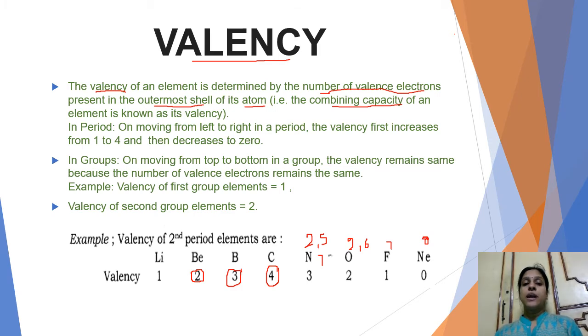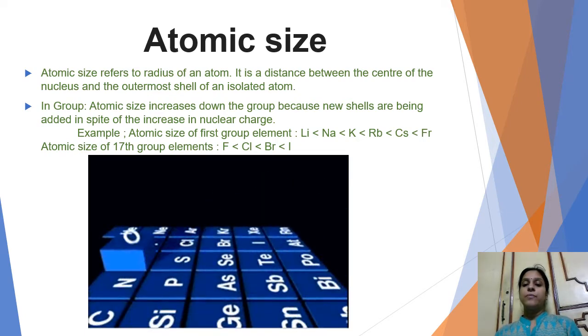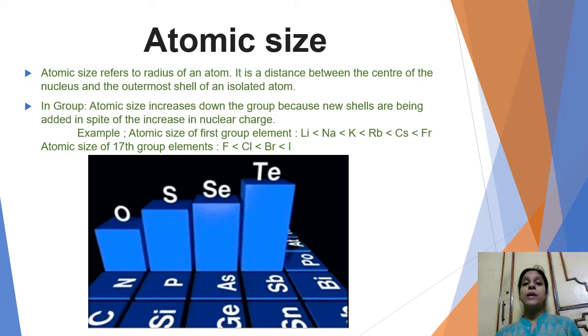So if we talk about this, please have a look here. On moving from left to right in a period, valency first increases from 1 to 4 and then decreases to 0. Whereas if we are talking about groups, for example lithium, sodium, potassium, then from top to bottom in a group, valency will remain the same. Why will it remain the same? Because the number of electrons present in the valence shell will be the same.